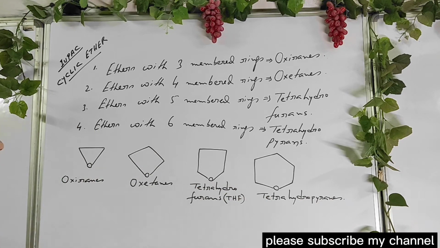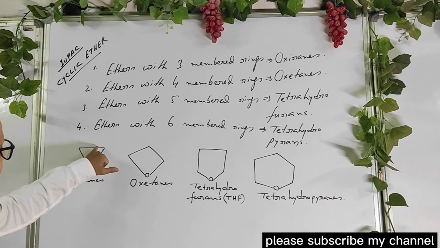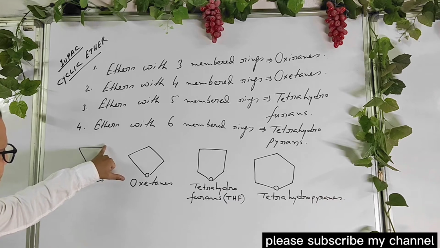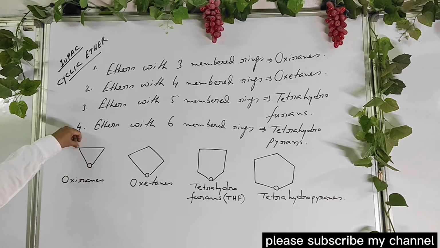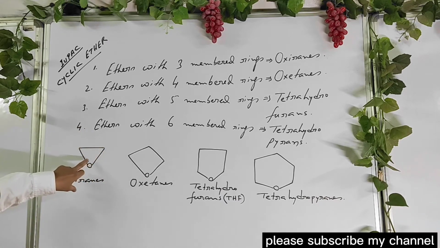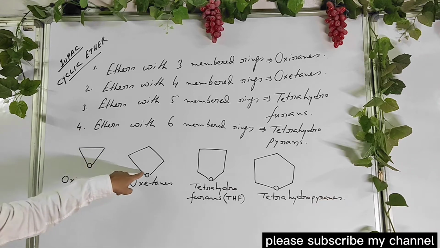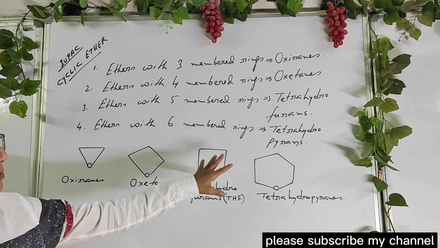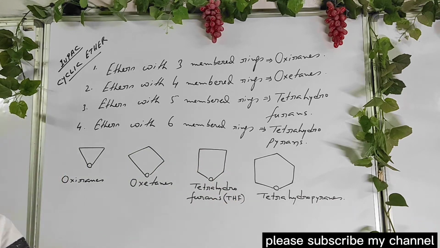How to write the IUPAC naming of cyclic ether? If you consider these are the locants, these are the locants 1, 2. Don't number oxygen. 1, 2. And oxygen is called epoxy. Okay, now understand the IUPAC naming of ethers.